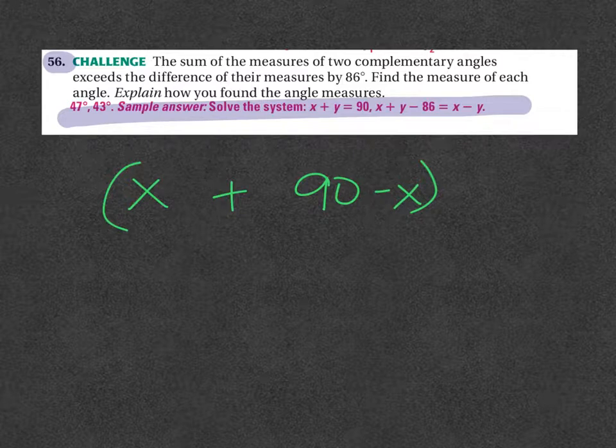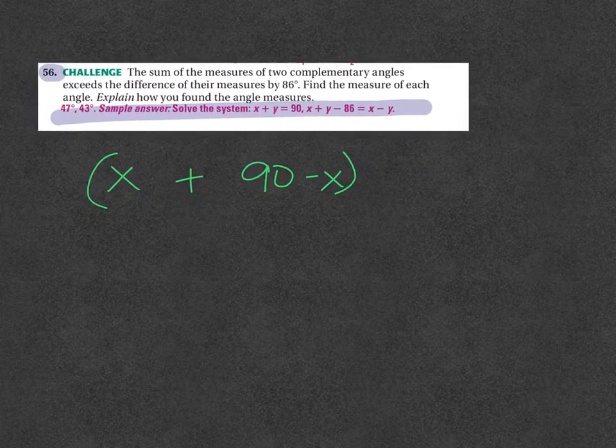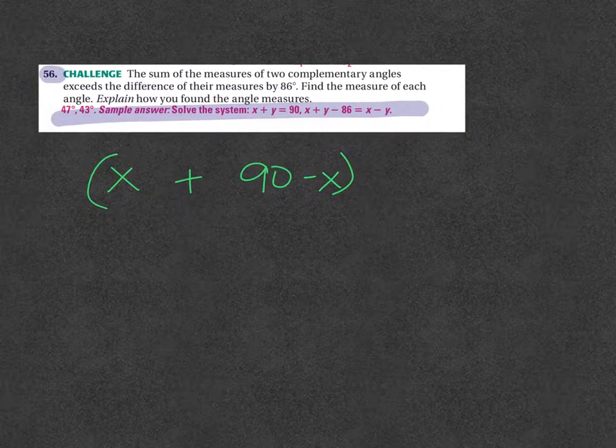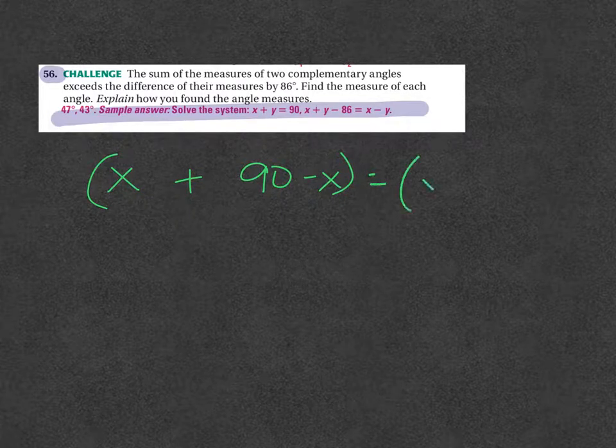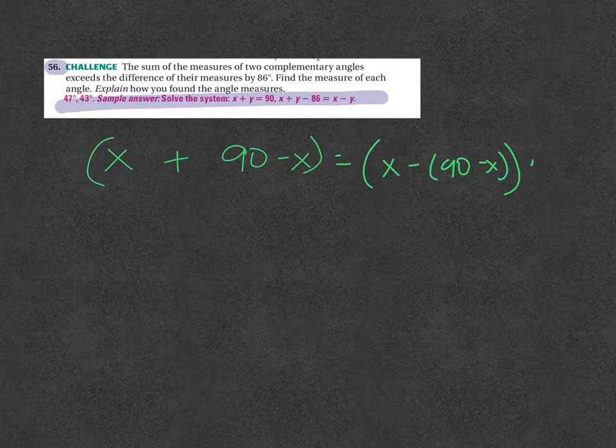Exceeds the difference of their measures by 86. So exceeds means more than, right? So the sum is 86 more than the difference. This is the sum. The difference would be x minus 90 minus x. And that plus 86 equals the sum.